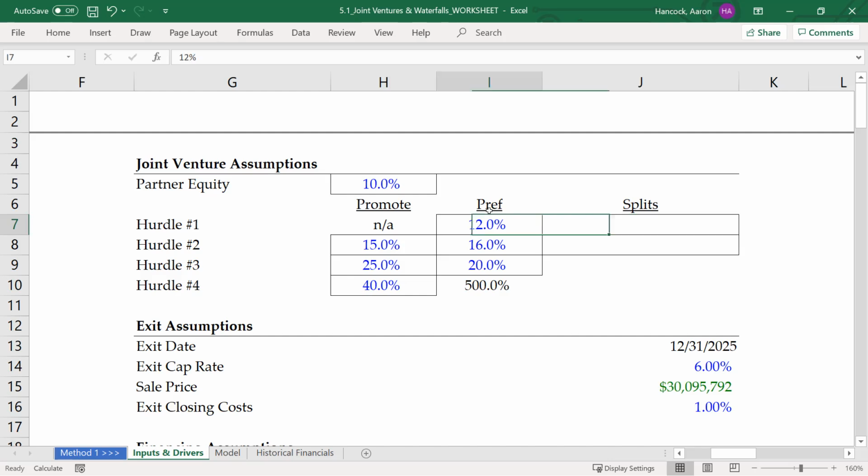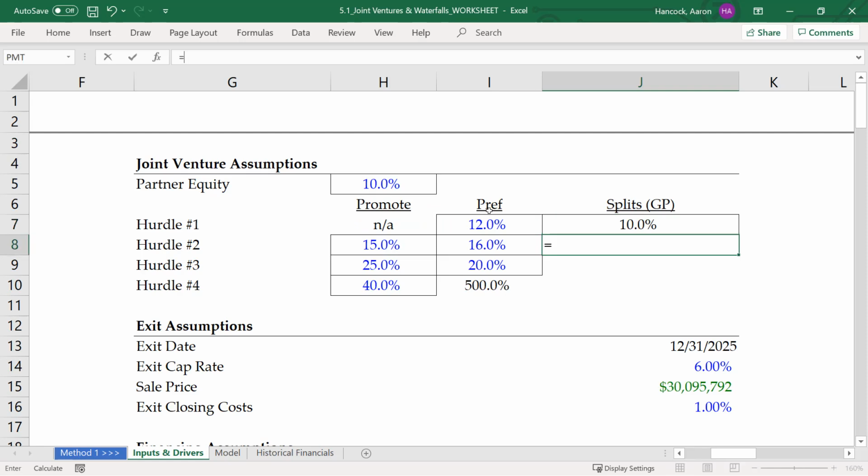And so for hurdle 1, because there's no promote, we know that we're just going to have the cash flow come out pro rata up until our pref. So at this point, these splits here, and I should put this in parentheses, this is the GP split. This is how much of the cash flow is going to the GP. And so we know up until the pref, the GP is going to get their pro rata 10%.